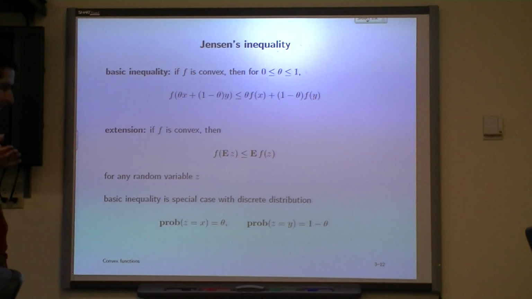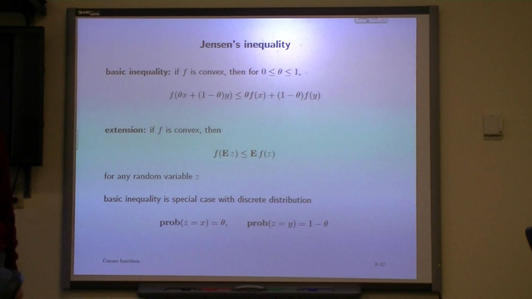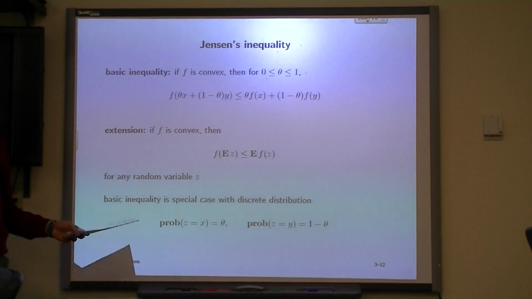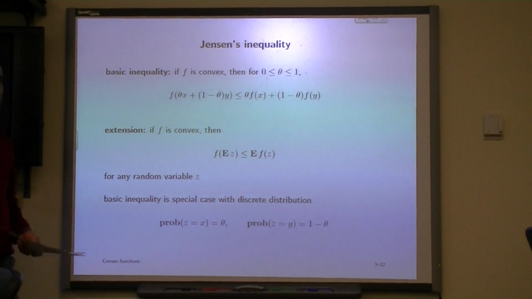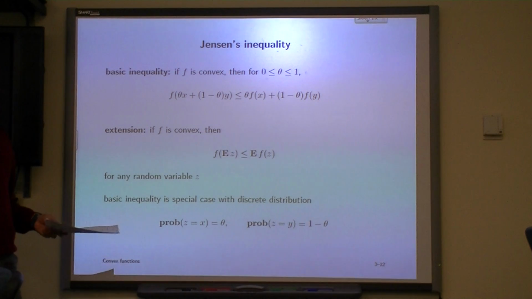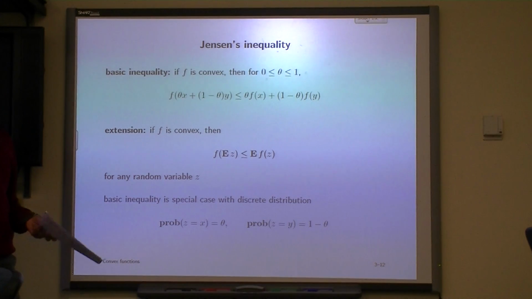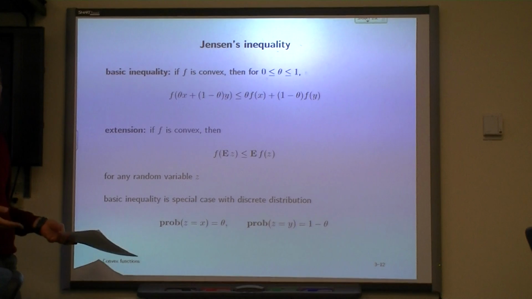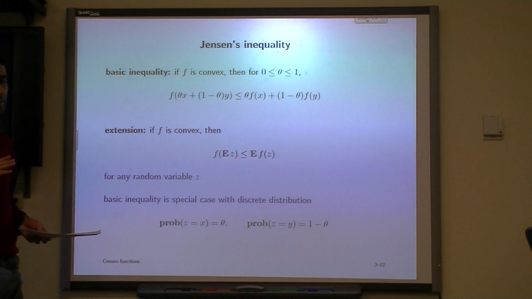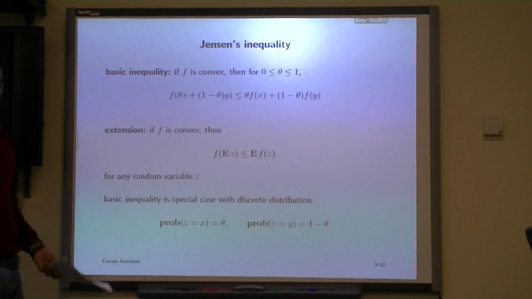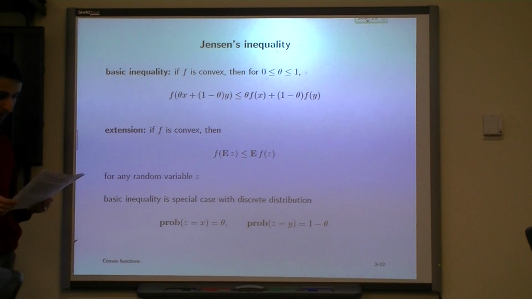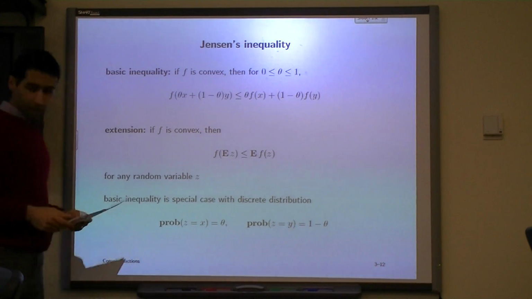It means that if we have a convex function, and we don't have the exact input but we have a distribution of the input, and we use, for example, the expected value of the input, then the function of the expected value of the input is less than the expected value of the function. Okay.